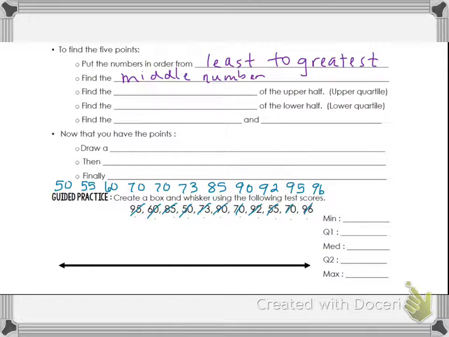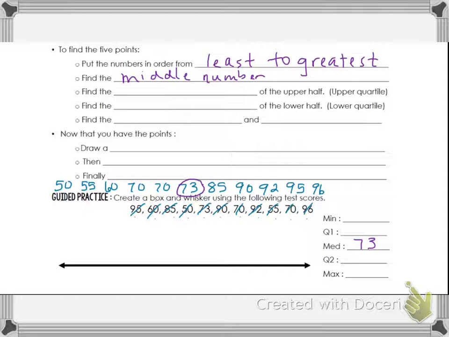So that tells me that since it's an odd number, I'm going to have one value in the center. So I'll have 5 on each side and then 1 in the center. So 1, 2, 3, 4, 5. Right here, my middle value, my median, is 73. So I'm going to go ahead and write that over here, because I know that that's going to be one of those 5 important numbers, and it's part of my box and whisker.